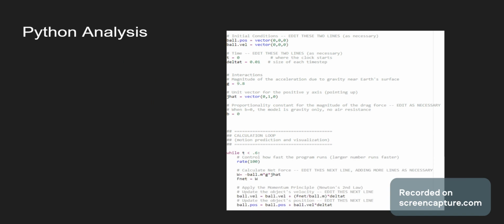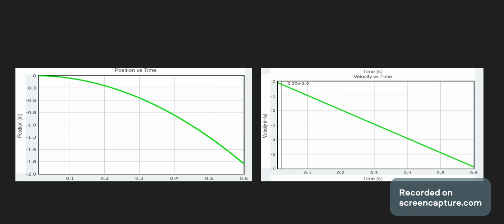Here's the Python analysis of the simulation of the ball without any drag. And you can see the velocity has a negative slope, so it's accelerating. It's not constant. Position also changes, and it gradually gets steeper as time goes on.